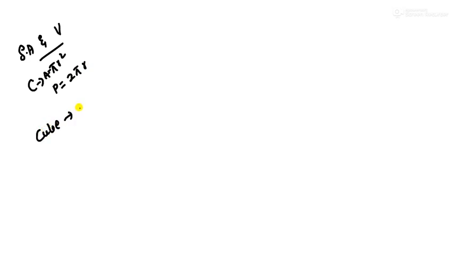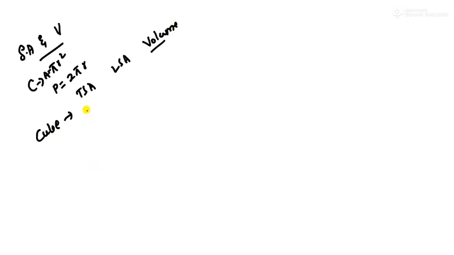Now moving to our last chapter, surface area and volume. Here the first thing you have to remember is about the circle: area of a circle is pi r square, and perimeter or circumference is 2 pi r. Then you have to move to the cube, where you have to remember LSA, TSA, and volume.